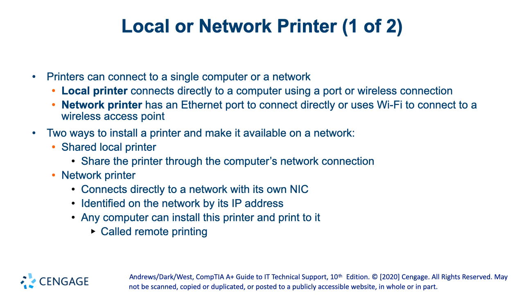There are two ways to make a printer available on a network. You can share a local printer, or a printer can connect directly to the network with its own network card or NIC and is identified on the network by its own IP address. Any computer can install and use a network printer. There's also a third way. You can have a network printer that you install and then share from a print server. This makes it easy to manage the printer and makes it easier for users to install the printer.